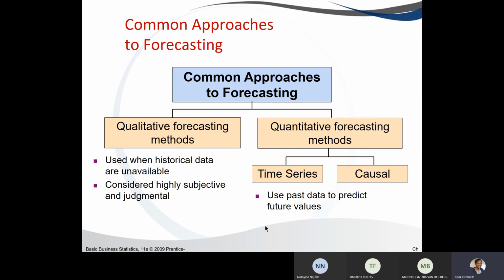Then there is the quantitative approach, where we use the numbers themselves to forecast or predict a value in the future. And we can use time series or we can use the causal effect. In your module, you don't have to worry about the causal one. We're going to concentrate more on the time series one, where we use the historical data or the past data to predict the new data that we can have. So we're going to learn about all those things right now.